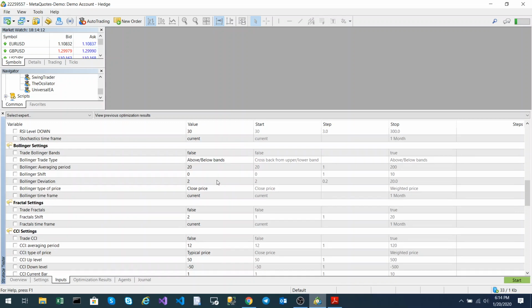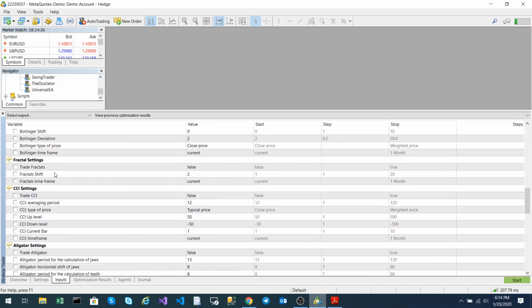Okay, the next one is our Bollinger Bands. Again, you'll set true or false if you want to use this. And same as the RSI, either we say it's above or below the band, we'll enter a trade, or if it crosses back from above or below the bands.